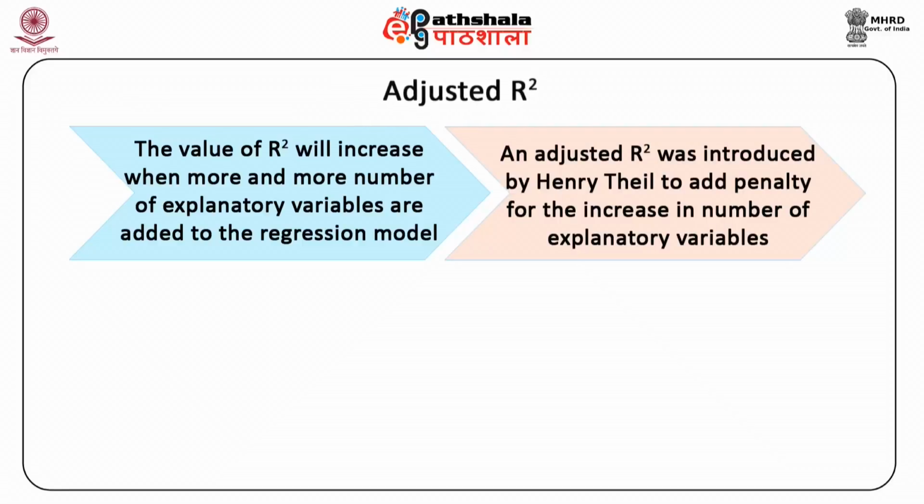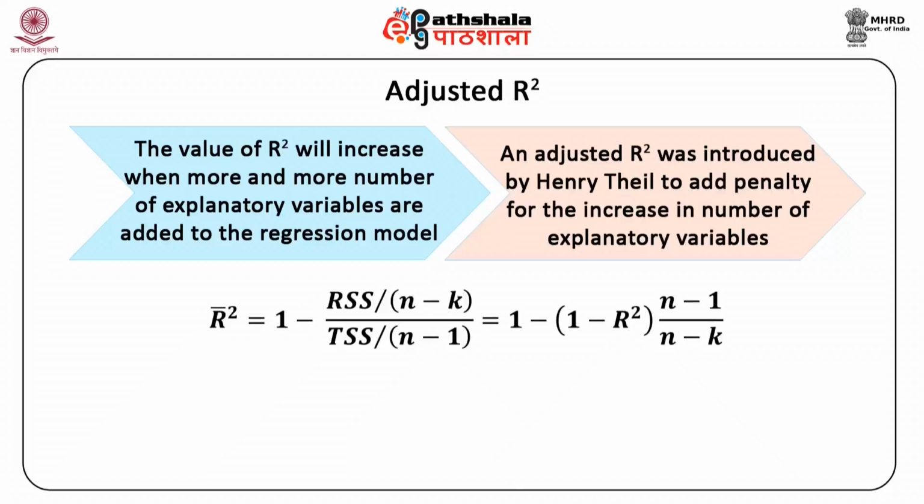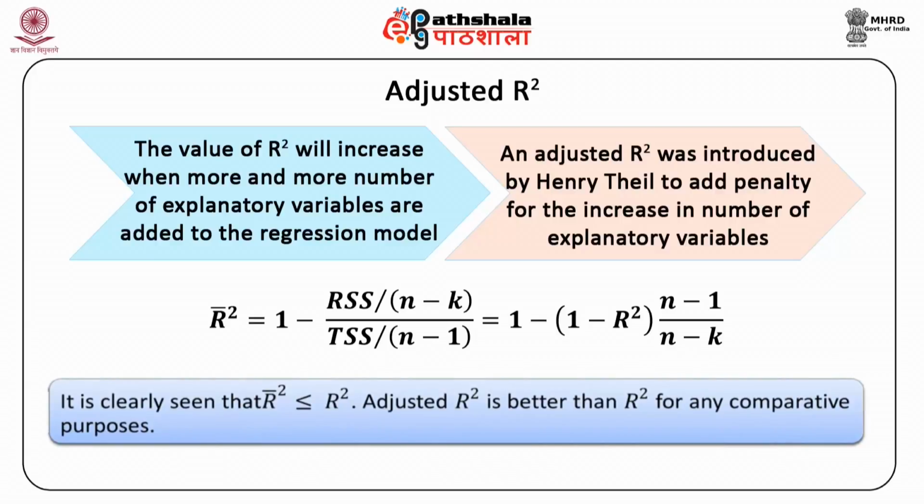An adjusted R square was introduced by Henry Theil to add a penalty for the increase in the number of explanatory variables. It is therefore defined as follows. R bar square is equal to 1 minus RSS divided by n minus k, and the whole divided by TSS by n minus 1. This on simplification comes out to be equal to 1 minus (1 minus R square) into (n minus 1) upon (n minus k). It is clearly seen that R bar square is less than R square.